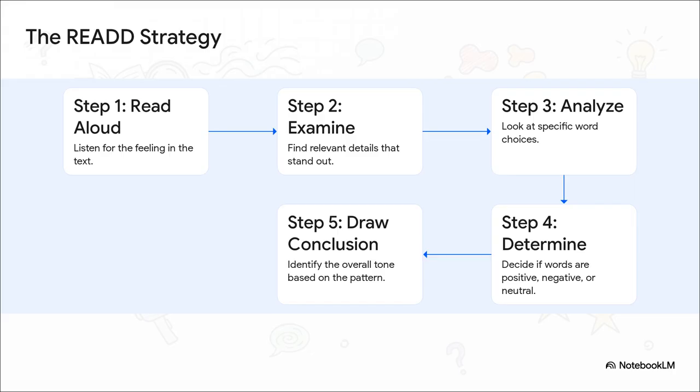It's 5 easy steps. First R, read the text out loud. Seriously, you can often literally hear the feeling. Second E, examine the details that pop out at you. What words just grab your attention? Third A, analyze those specific word choices. Fourth D, determine where those words land on our feeling spectrum. Are they positive, negative, or neutral? And finally, the second D, draw a conclusion. Look at the pattern you found. What's the author's overall tone?